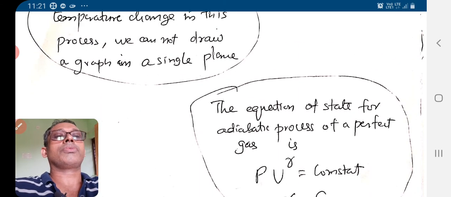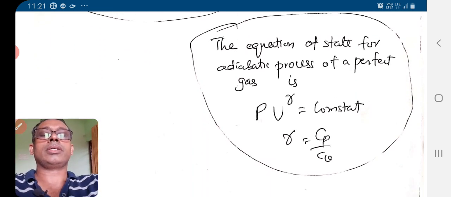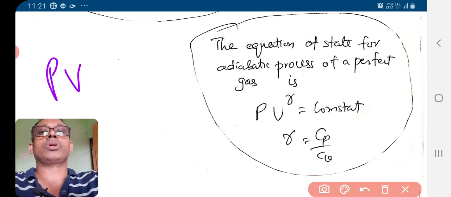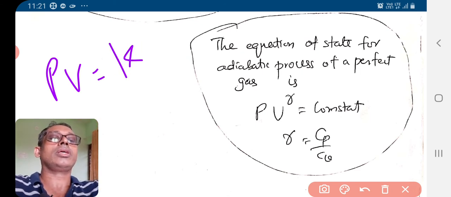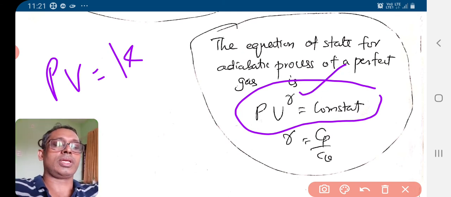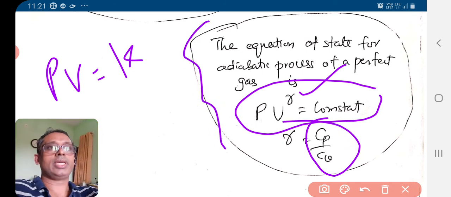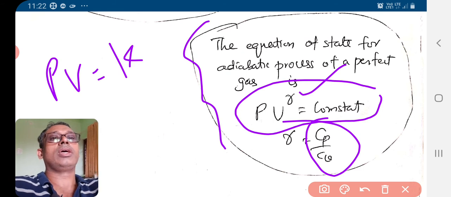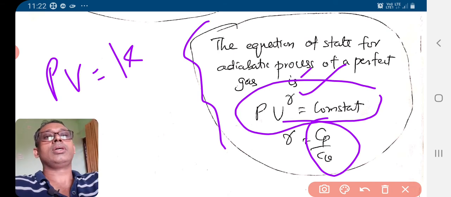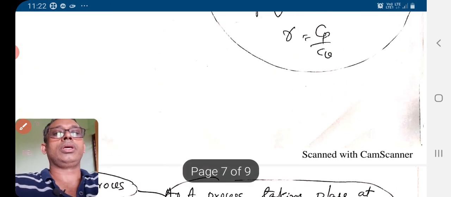And the equation of state for an adiabatic process of a perfect gas: for the isothermal process, we know the equation is PV equal to constant. Here we get PV to the power gamma equal to a constant, where gamma is the ratio of the specific heats. So this is the equation of state for an adiabatic process of a perfect gas. We will be deriving this relation later on. So that's about the adiabatic process.